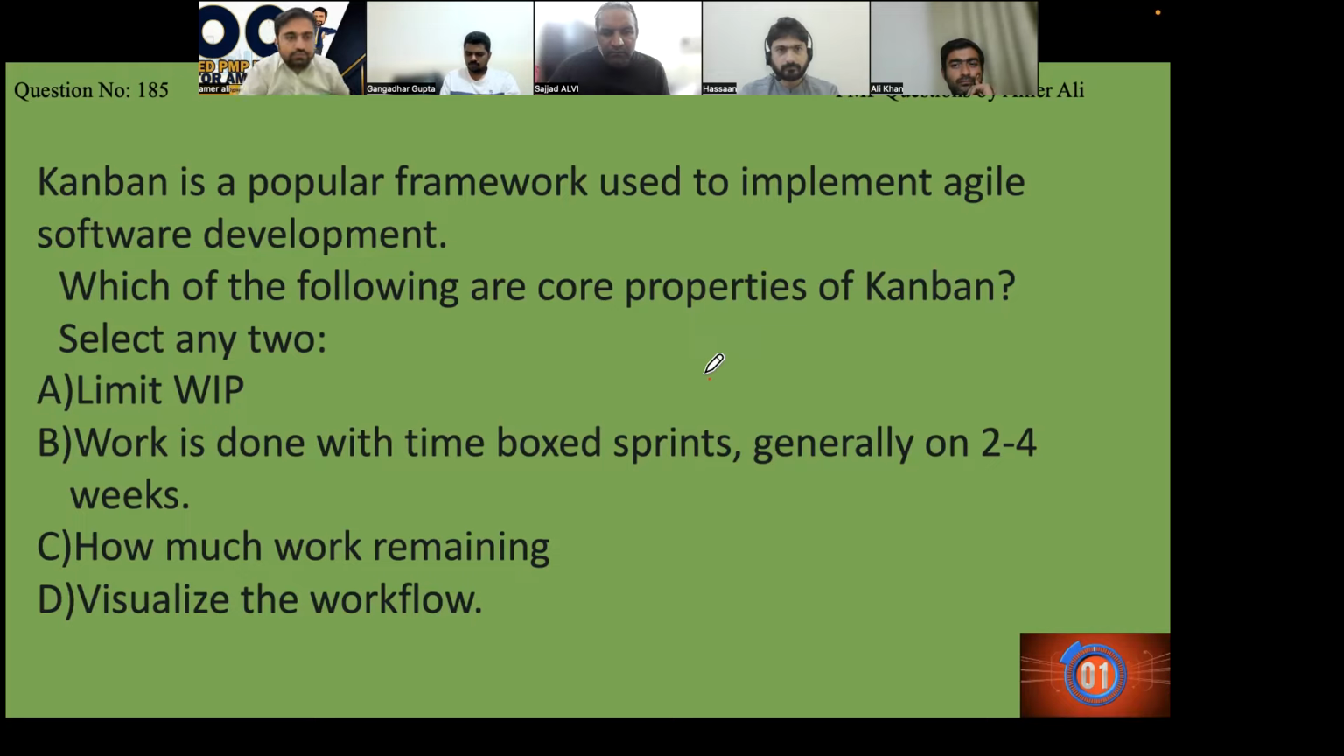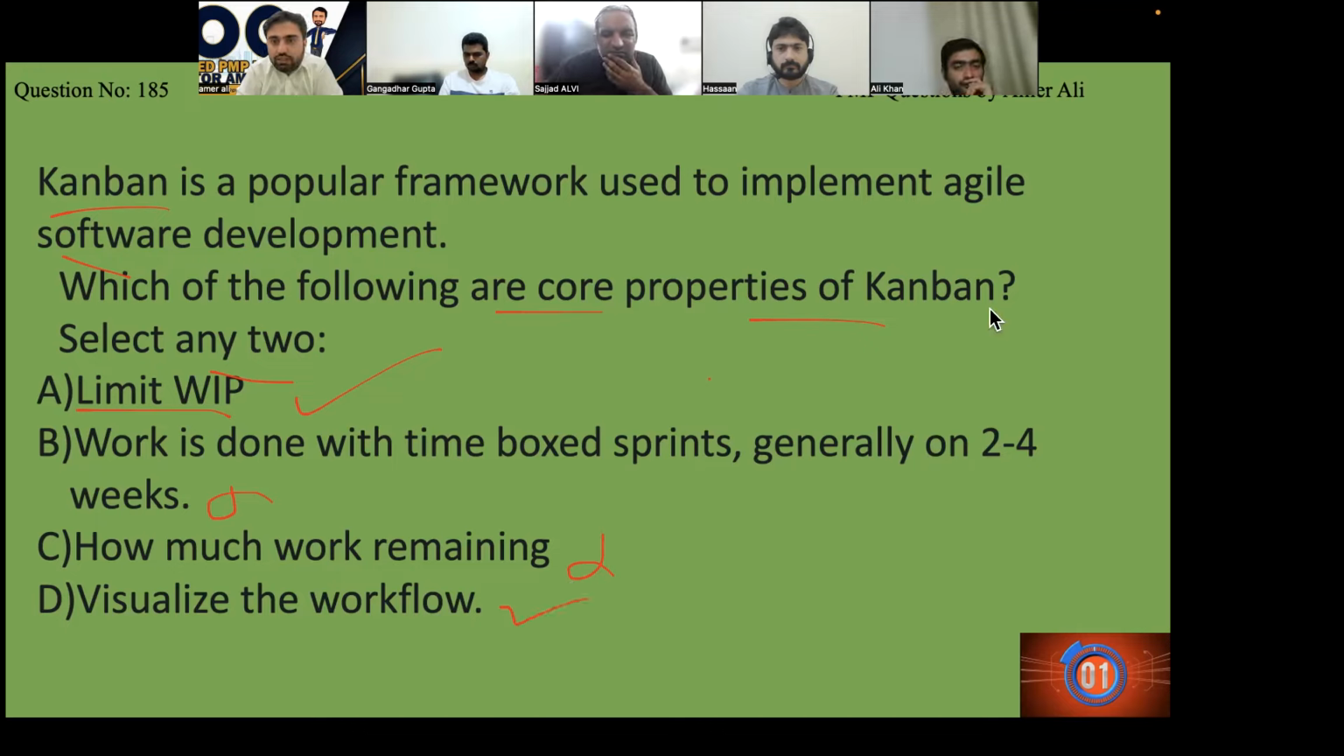Okay. Which of the following are the core properties of Kanban? So understanding what Kanban is. A Kanban board is a board that limits your progress, how you are going to do it. Select two answers. Kanban is a framework used to implement Agile software? Kanban limits the work in progress. Yes. Work is done with a time box? No, that is Scrum. How much work remaining? No, that is the burn down chart. Visualize the workflow. Yes. A and D are the right answers.